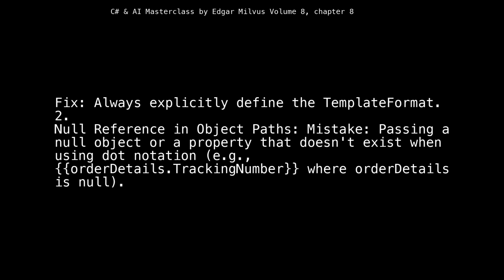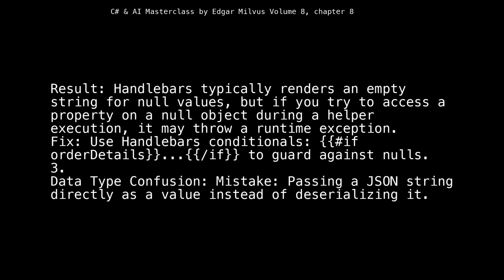2. Null reference in object paths. Mistake: passing a null object or a property that doesn't exist when using dot notation, e.g., order_details.tracking_number, where order_details is null. Result: Handlebars typically renders an empty string for null values, but if you try to access a property on a null object during a helper execution, it may throw a runtime exception. Fix: use Handlebars conditionals, #if order_details, /if, to guard against nulls.